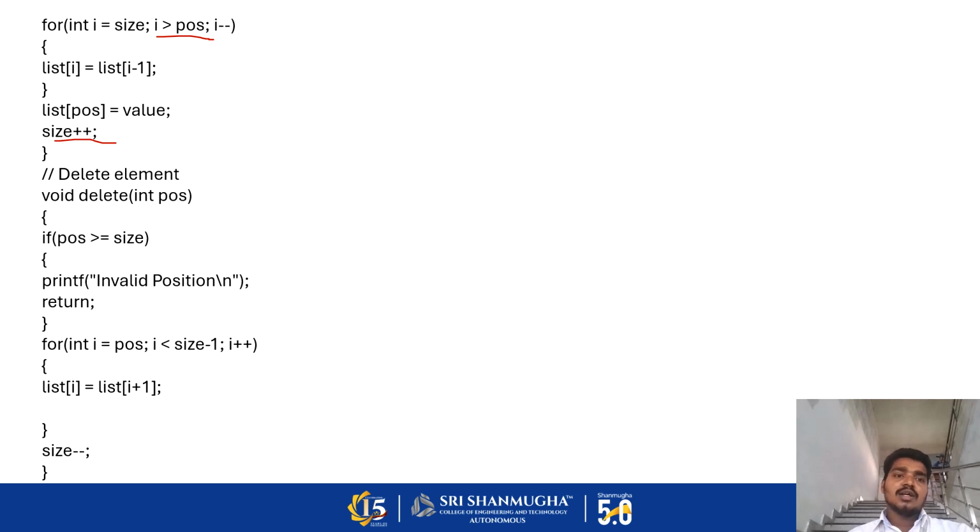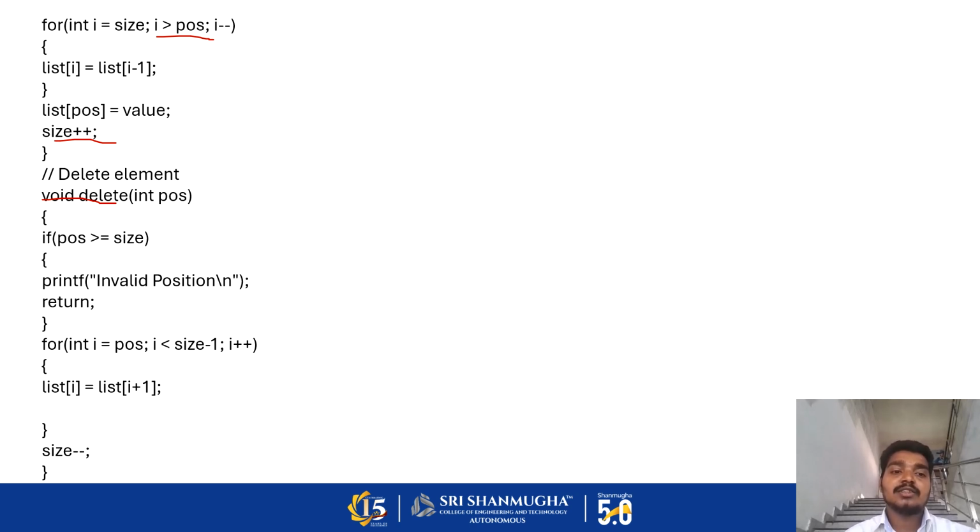Next we go to the delete element. Void is called a method in the C program. So void delete(int position). You need to declare the position. If the position is in the list, it is called valid.